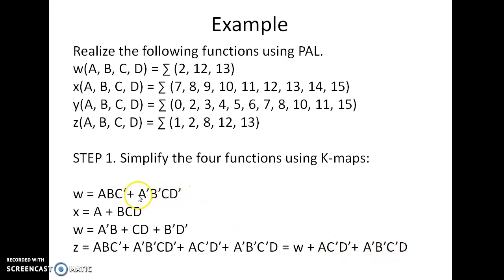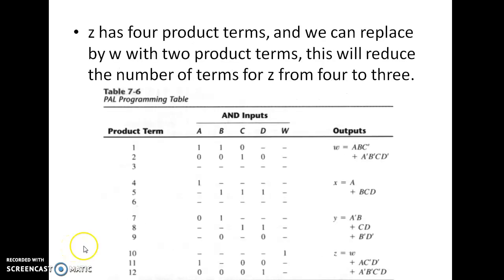Here W has only 2 product terms, so there would not be any third product term. X has 2 product terms, so there would not be a third product term. Anyway, Y has 3 product terms, Z also has 3 product terms. So every function has a maximum of 3 product terms, and that's why we have taken a maximum of 3 product terms. To realize the first function, we require only 2 product terms.